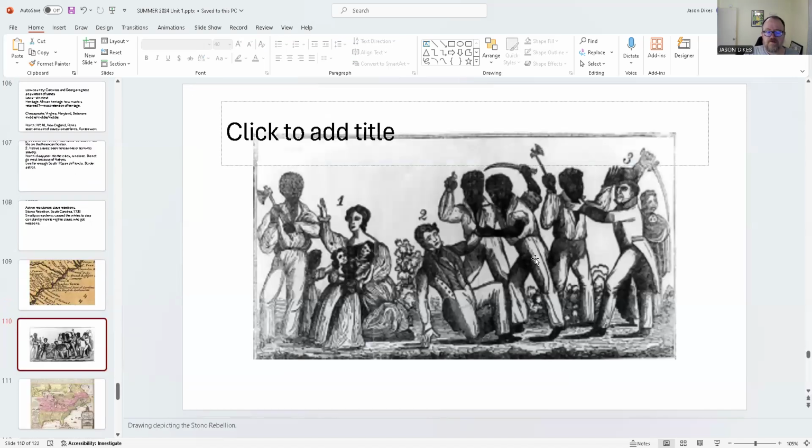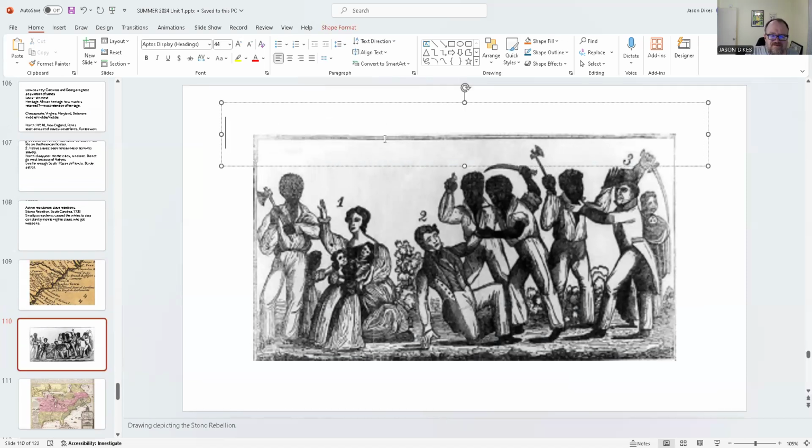This is a woodcut from the Stono Rebellion. Numbers are hard to come by. I've seen 80 slaves participate. I've seen it as high as 150. So why don't we just say about 120 slaves participated. I've seen the death toll somewhere in the low hundreds as well.